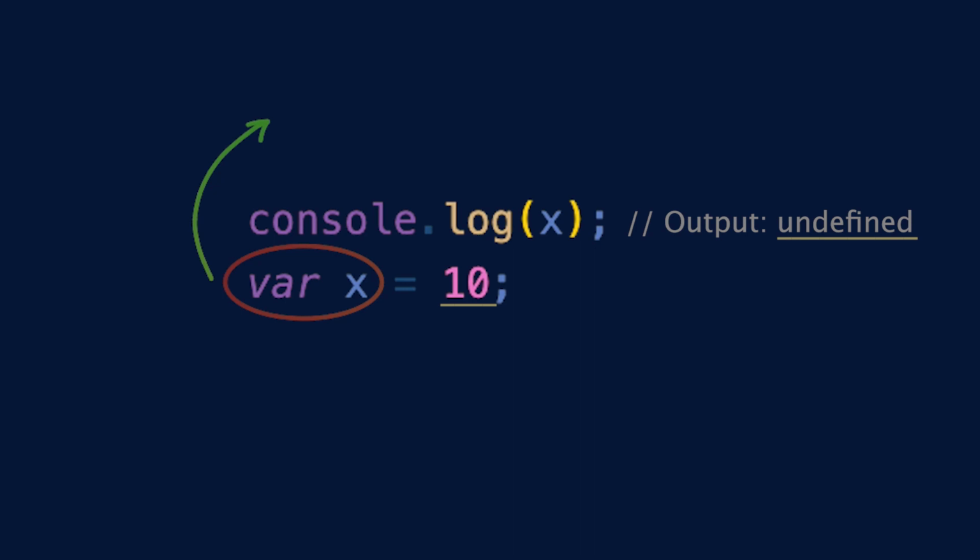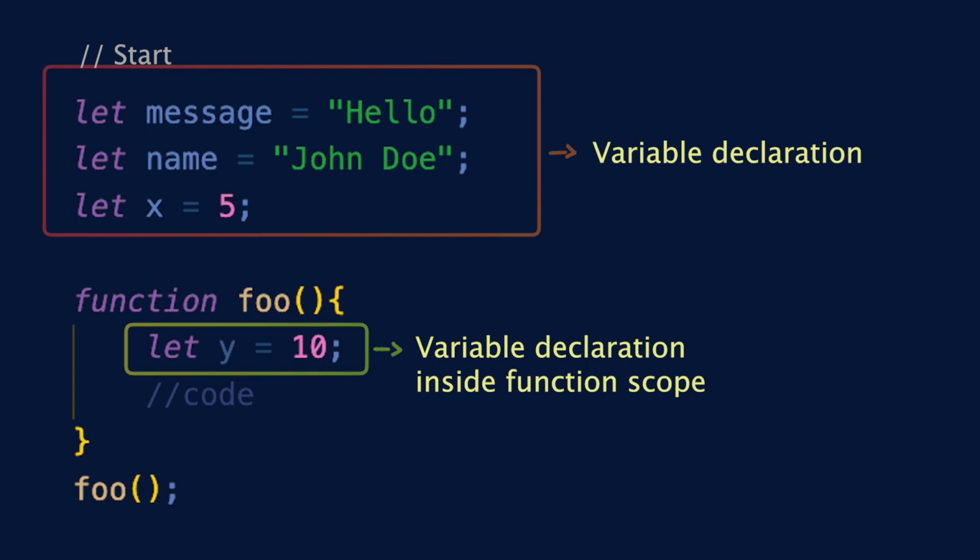To avoid confusion, it's generally a good practice to declare your variables at the beginning of your code or a specific scope, even though JavaScript will hoist them for you.